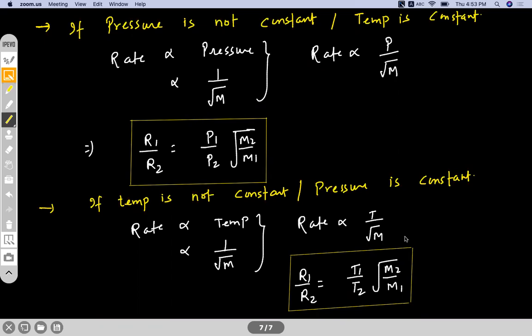Yes. Respond, please. Yes, we can say that. More effusion will be there, so more gases will come into the atmosphere, and hence more will be the diffusion.